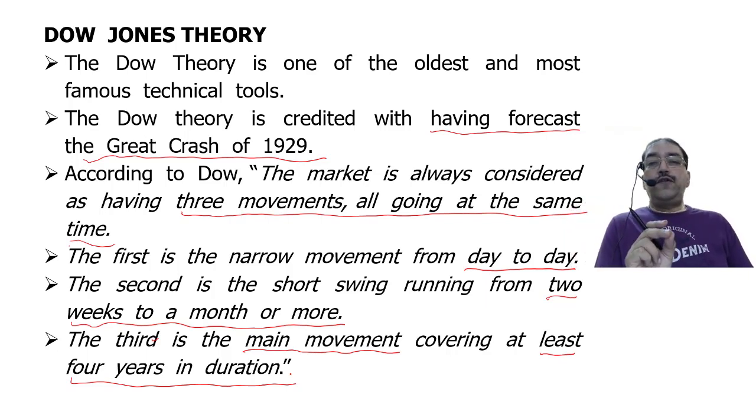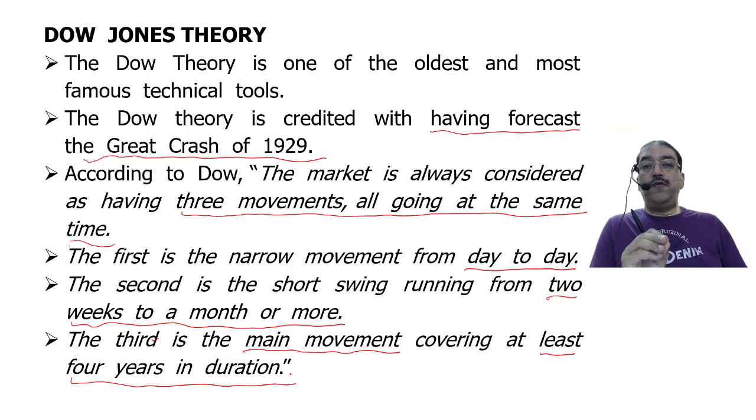The second movement is the short swing that takes place over a period of a week or two weeks, or a maximum of a month. And then the third movement is the main movement, which carries on for at least three or four years, but more than one particular year. So we have three types of movements. In the stock market, you have to observe the day-to-day movements, the weekly movements, and the overall movement over a period of three to four years.